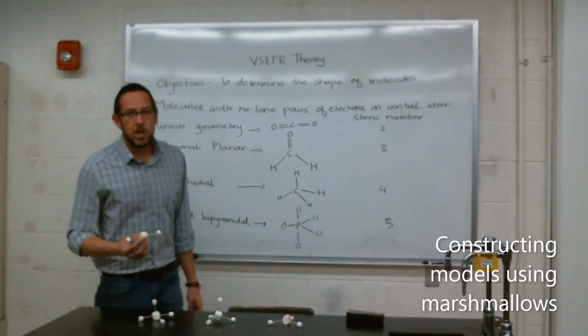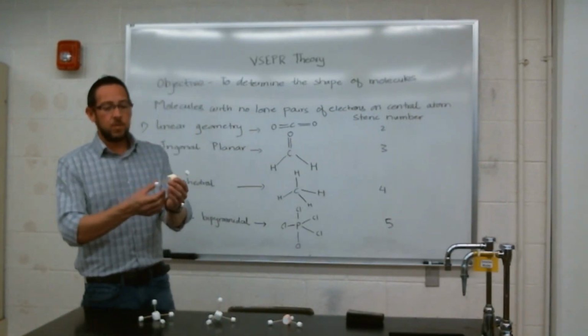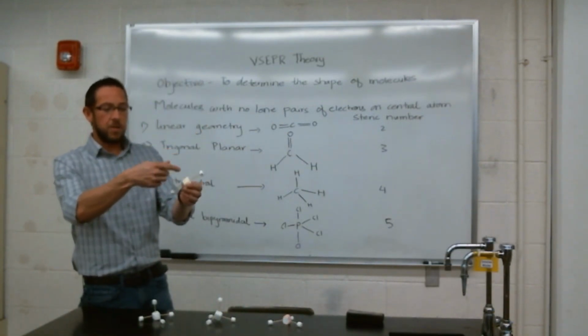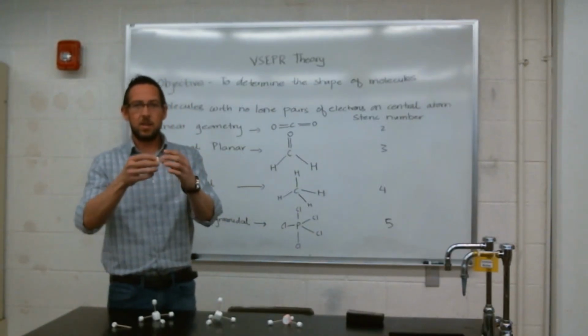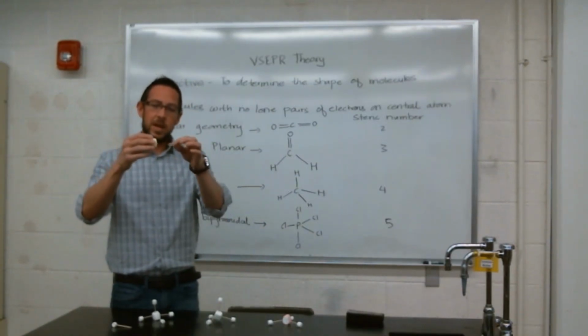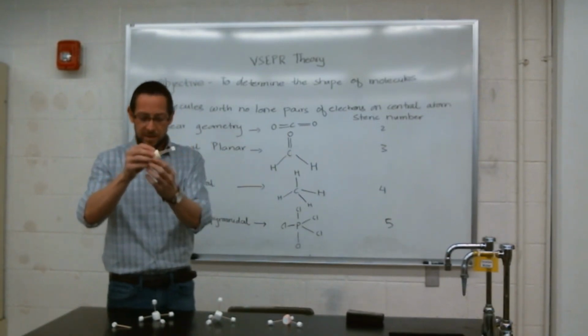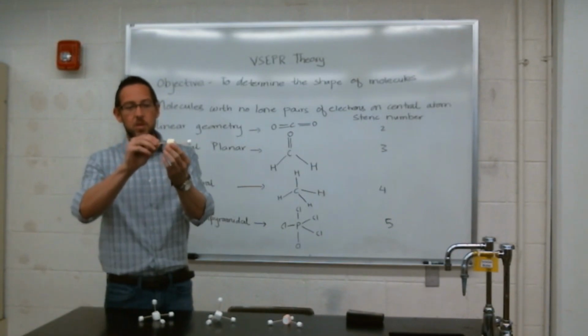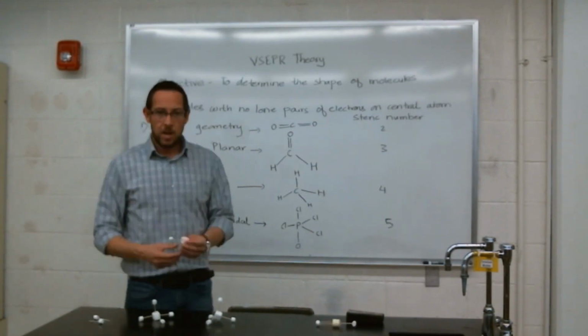So now we will be showing you an example of how we actually constructed a linear model. What we did was, we know how our bond arrangement is set up, so we took our central atom here as the larger marshmallow, and we connected the 2 smaller marshmallows as being smaller atoms into a linear configuration with a bond angle of 180 degrees.